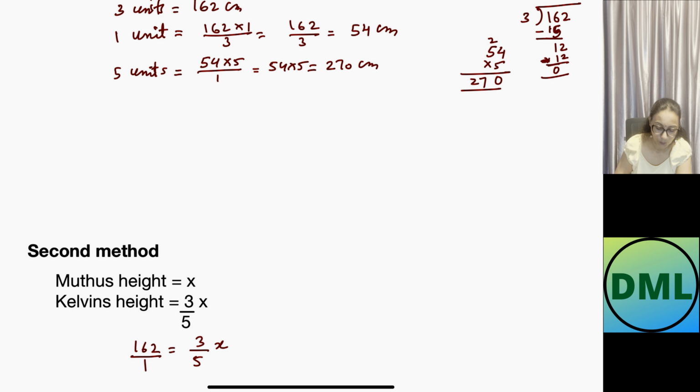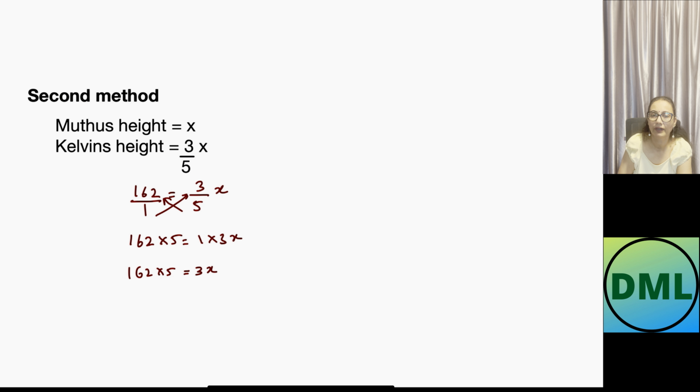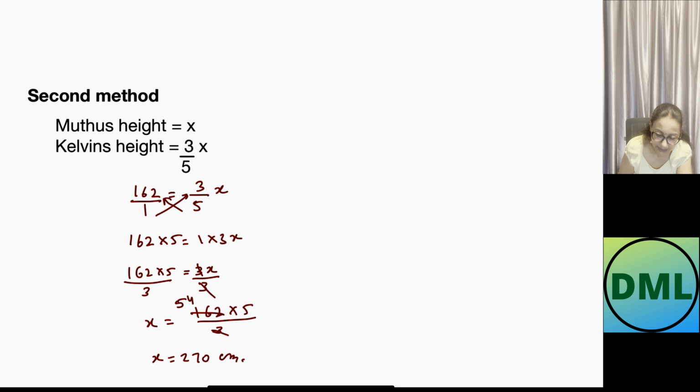I'll explain this with two methods. First, below this is 1 and we have to do the cross multiplication like this. This will be written as 162 times 5 is equal to 1 times 3x, which is 162 times 5, equals 3x. I have to find the answer for x. So I divide both sides by 3 and cancel it out. My answer will be 162 times 5 over 3. 162 divided by 3, we just did earlier, was 54. 54 into 5 is 270. Muthu's height, which is x, is equal to 270 centimeter.